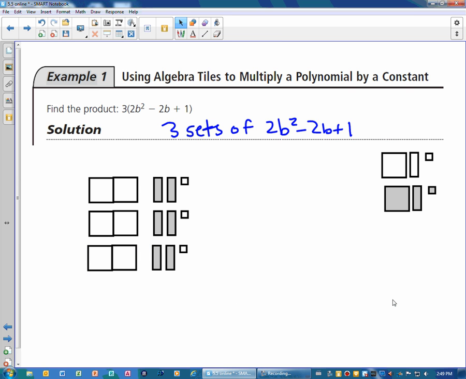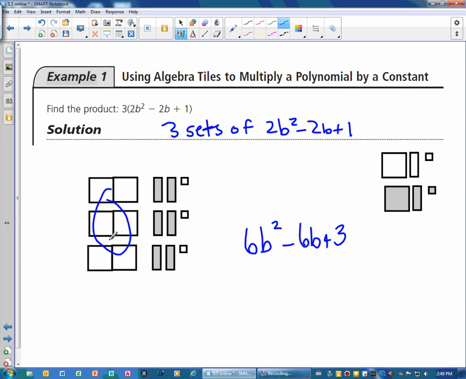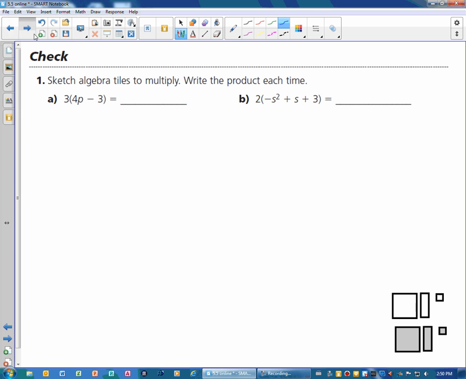So 3 sets of 2b squared minus 2b plus 1 is 6b squared minus 6b plus 3. Okay, so here's the 6b squared. There's the negative 6b, and there's the plus 3. So please make sure that you have this diagram in your notes. All right, do the check. So pause here, please. And when you're done, come back.